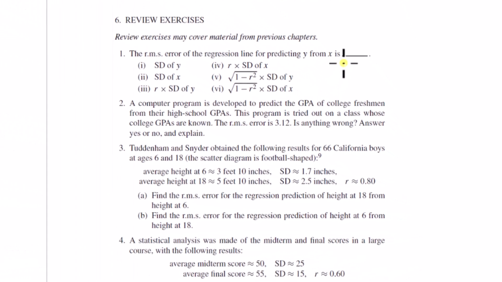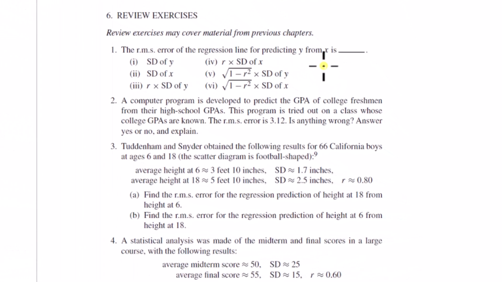The R.M.S. error of the regression line for predicting y from x is what? The R.M.S. error for predicting y from x, you do the square root of 1 minus r squared times the standard deviation of y, the output variable, right? So that's this.